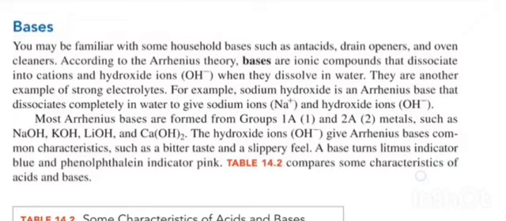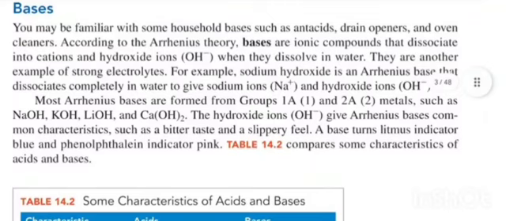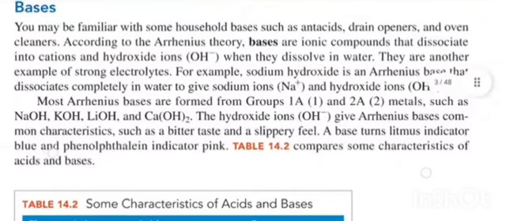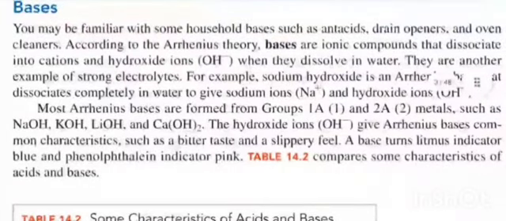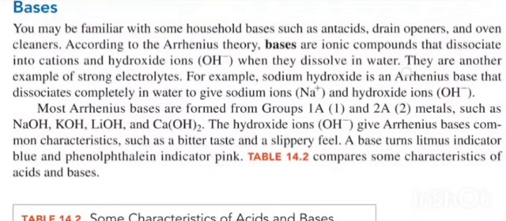Bases. You may be familiar with some household bases such as antacids, drain openers, and oven cleaners. According to Arrhenius' theory, bases are ionic compounds that dissociate into cations and hydroxide ions, OH-, when they dissolve in water. They are another example of strong electrolytes. For example, sodium hydroxide is an Arrhenius base that dissociates completely in water to give sodium ion Na+ and hydroxide ion OH-.